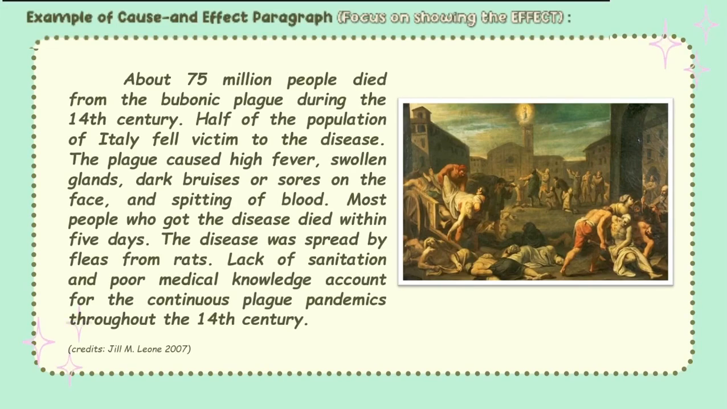Here is an example of cause and effect paragraph. About 75 million people died from the bubonic plague during the 14th century. Half of the population of Italy fell victim to the disease. The plague caused high fever, swollen glands, dark bruises or sores on the face, and spitting of blood. Most people who got the disease died within 5 days. The disease was spread by fleas from rats. Lack of sanitation and full medical knowledge account for the continuous plague pandemics throughout the 14th century.